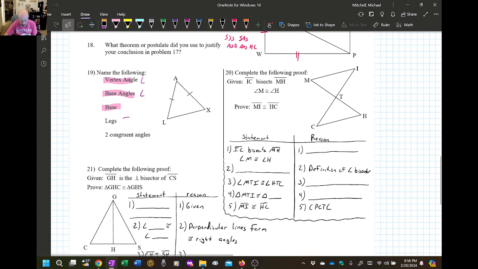Okay. Proofs. Again, we always start off with the givens. Don't miss that. Then look at it. Geez.